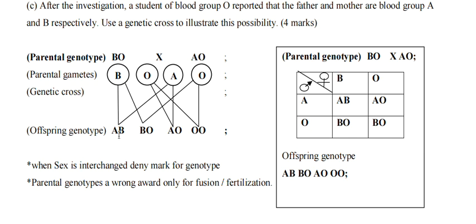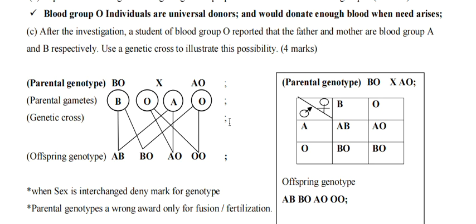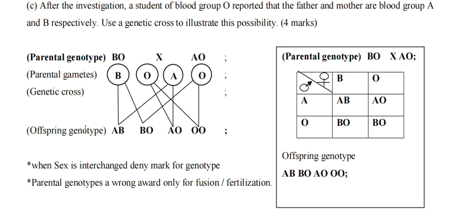And the possible blood groups: we have AB, then this one is B, then AO to represent blood group A, then OO to represent blood group O. And that means there's a possibility that the child is of that father and mother. Then when sex is interchanged, you deny a mark for genotype, and if parental genotypes are wrong, award only for fusion or fertilization.